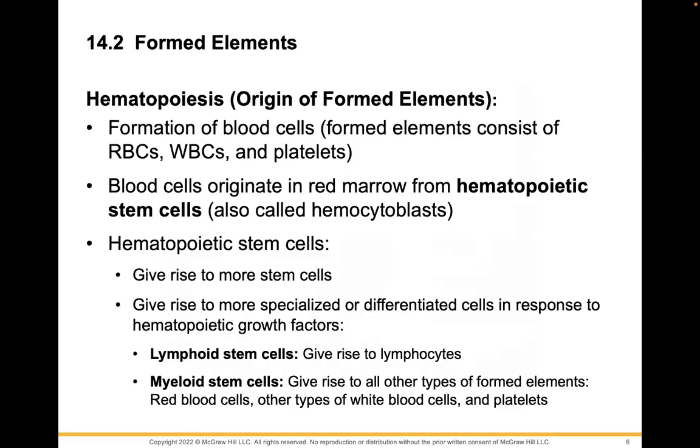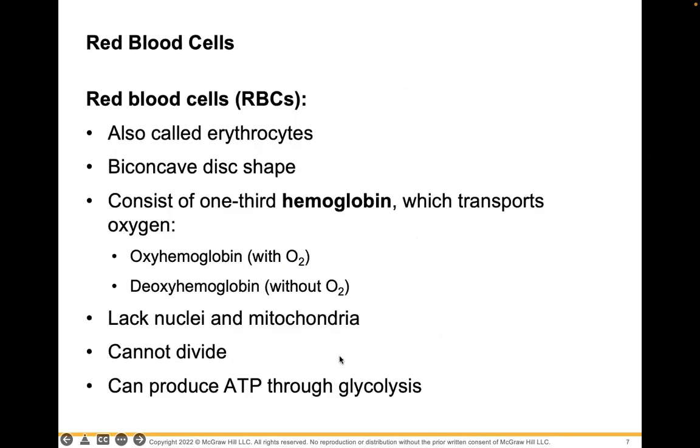Hematopoiesis, the formation of blood cells, we already learned that in previous chapters, that it occurs in your joints, not joints, in your bones, sorry. Hematopoiesis, specifically in your red marrow. So hemocytoblasts, hematopoietic stem cells, those are the precursor cells. And of course, lymphoid gives rise to lymphocytes, and myeloid gives rise to the granulocytes and all the other white blood cell types. And we saw them in that chart a moment ago.